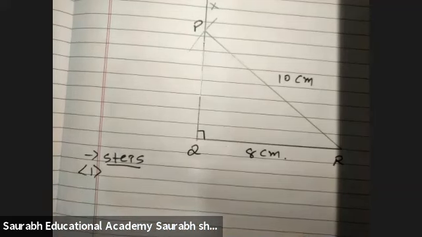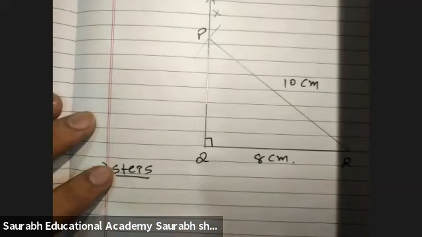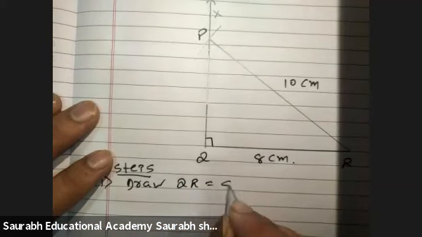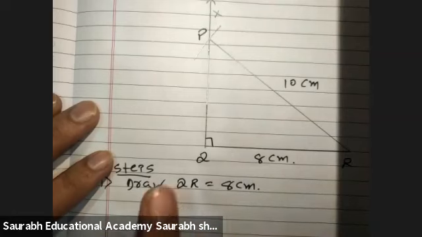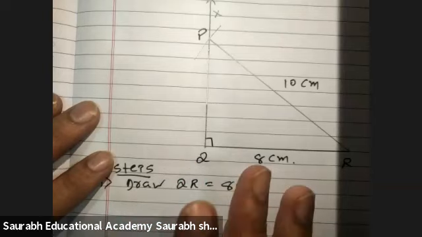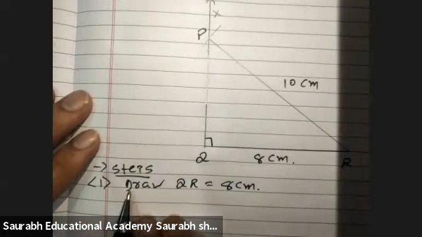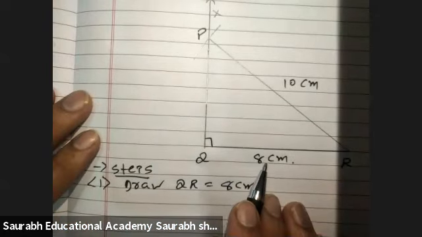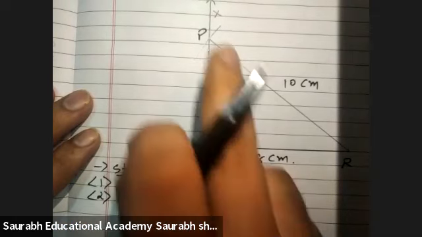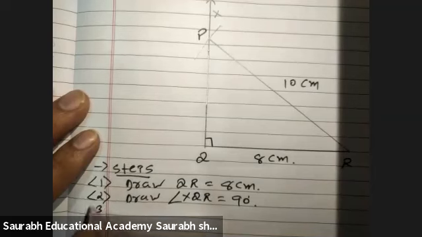First, draw QR equals 8 cm. Remember, always write steps in such a way that whatever you have done, you just note it down here. First, we have done QR 8 cm. Second, draw angle XQR 90 degrees.